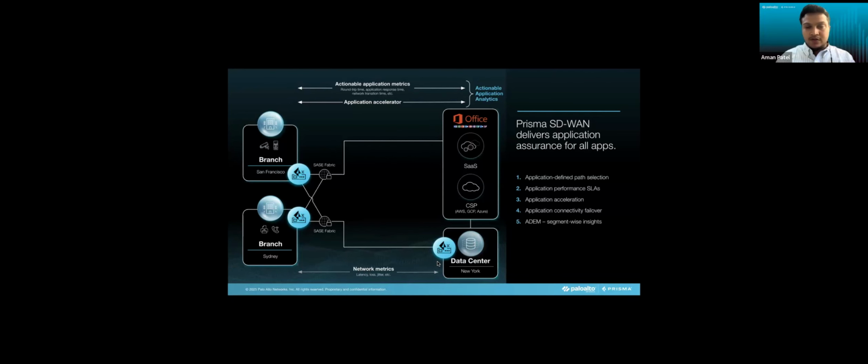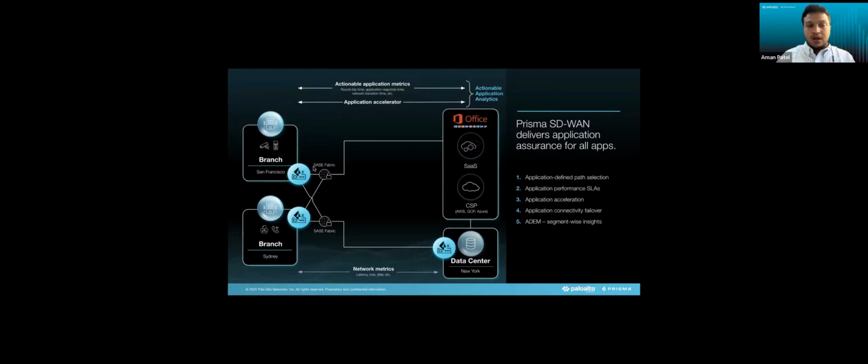So these are network metrics which any SD-WAN device basically checks. But what is the differentiating factor we have in Prisma SD-WAN? We basically check the application metrics: the round trip time, the application response time, the server response time, the network transition time. We check all of these metrics and this is all actionable, right?